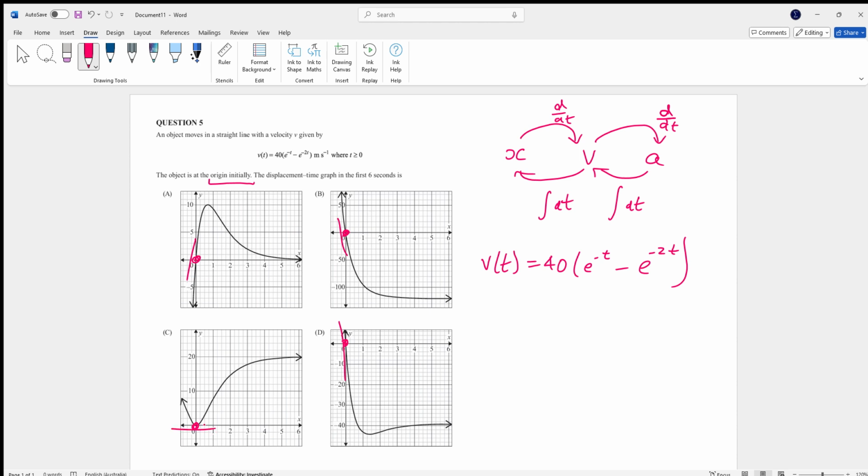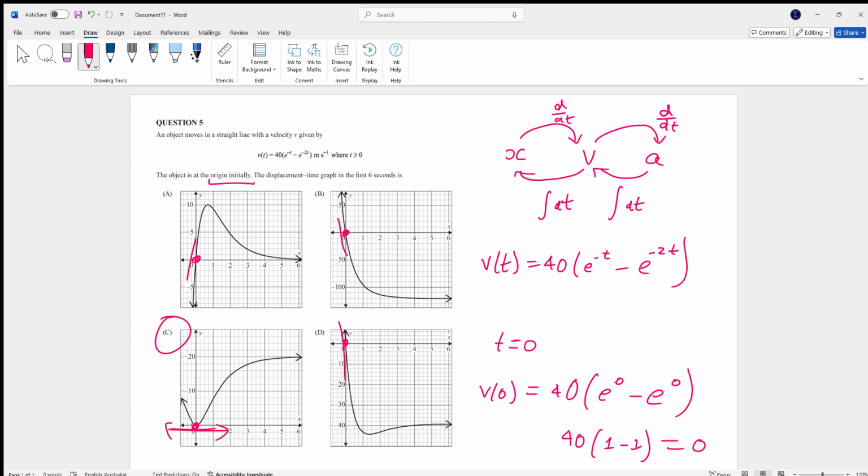velocity is 0. So what I could do here is put in t equals 0, and I can work out which one of these graphs is most likely going to be it. Then I'll also do the other method as well. So if I put in t equals 0, v of 0, I'll get 40 e to the power of 0 minus e to the power of 0. E to the power of 0 is 1, so you have 40 times 1 minus 1, which gives you 0. So straight away, I think the answer is going to be C, because I can see its velocity, which is its gradient at the start, is 0.